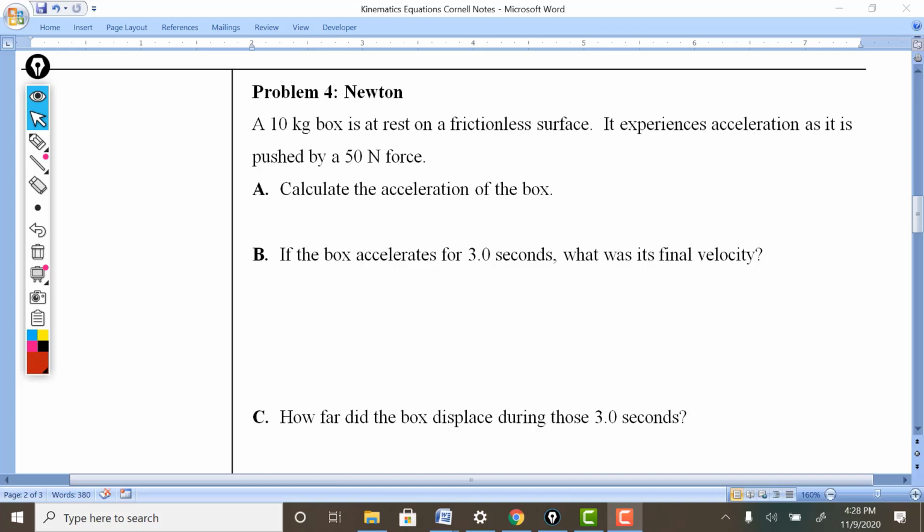So I thought I'd go ahead and mix things up a bit and remind us about Newton and also how it relates to kinematics. Perfect. So in this example, we have a 10 kilogram box at rest on a frictionless surface. At rest, it's probably going to come back to haunt us. It experiences acceleration, so we know this is the second law. We know that it accelerates.